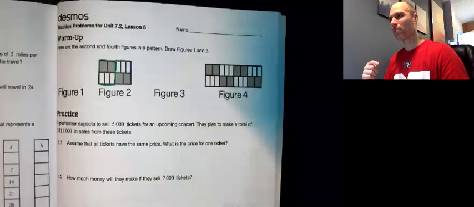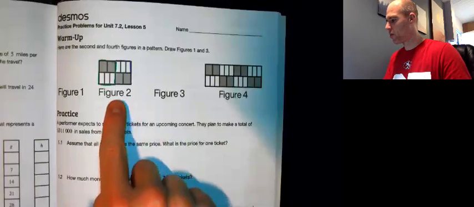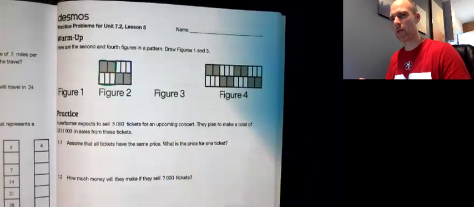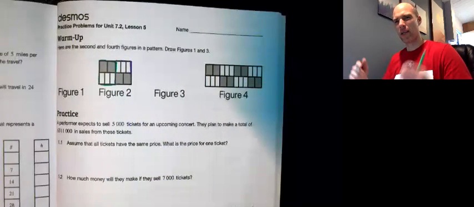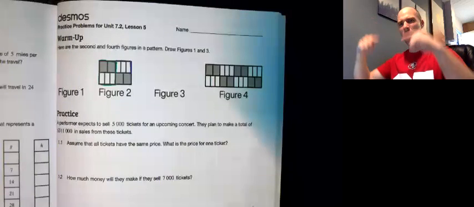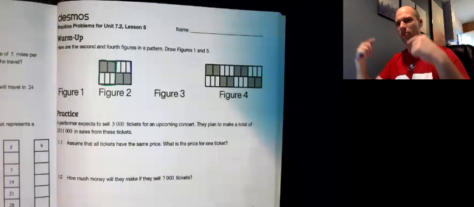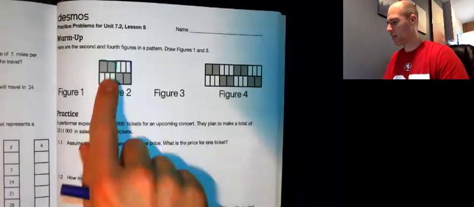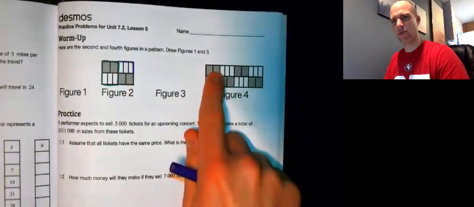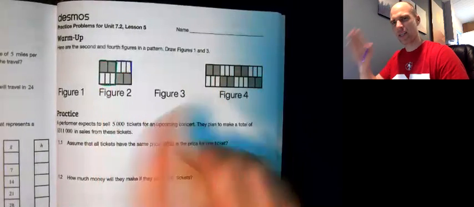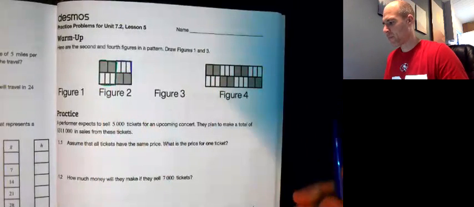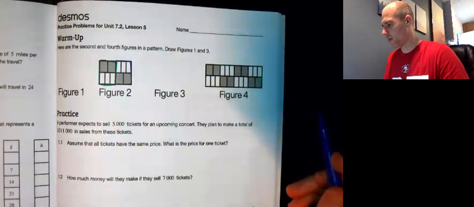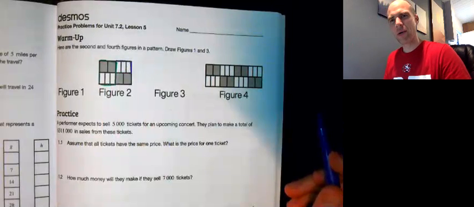So let's see here. It looks like in figure 2 and 4, the gray boxes are on the top both times. That could mean that it's supposed to be gray on bottom for the odd ones and it flips back and forth. It could also mean that the gray ones are always on top in the first section and then the rest of the sections are being added on after that. I actually don't think there's really any way to tell. So I think I'm going to go with the second way.